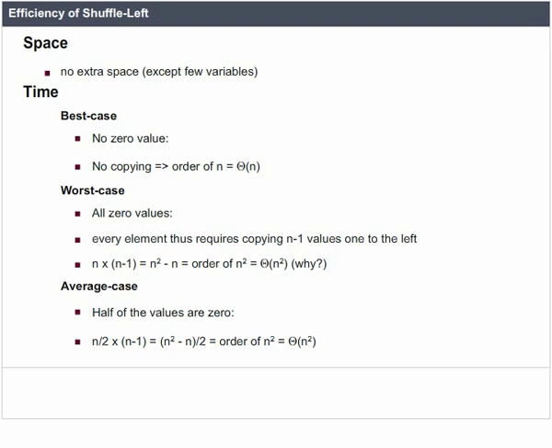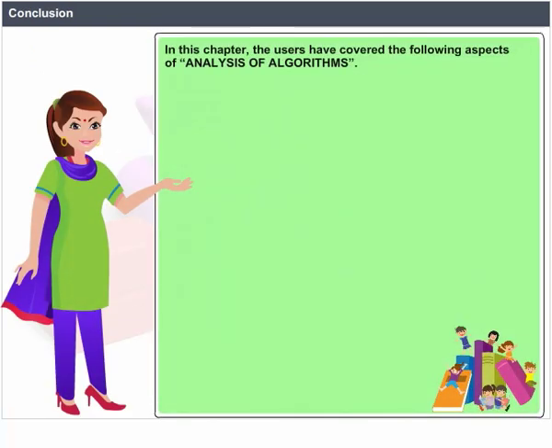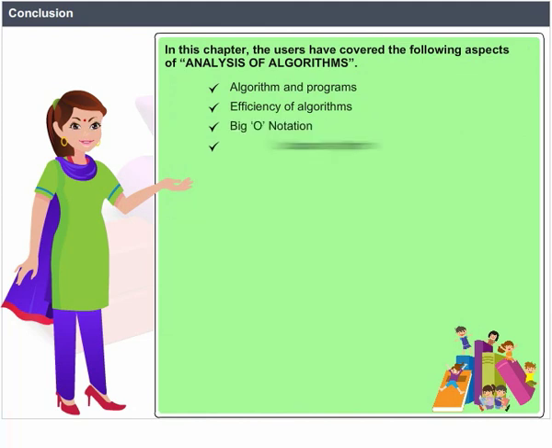Conclusion. In this chapter, we have covered the following aspects of analysis of algorithms: algorithms and programs, efficiency of algorithms, big O notation, comparison of algorithms, sorting algorithms.